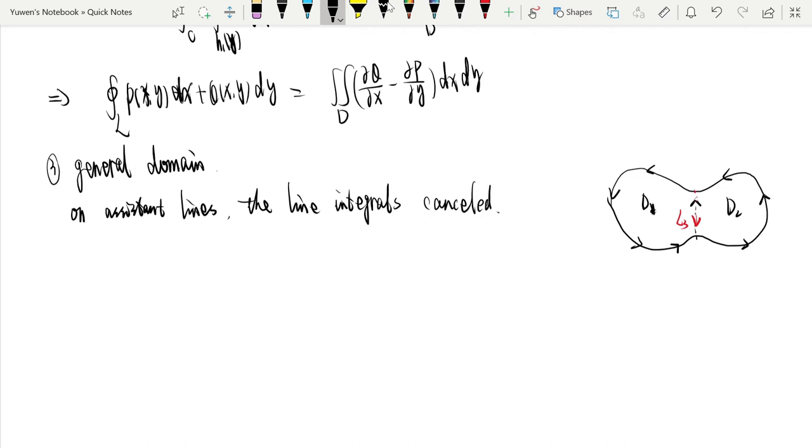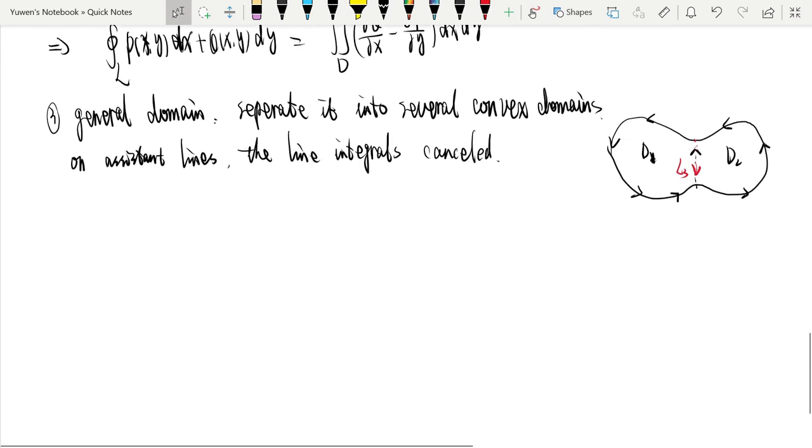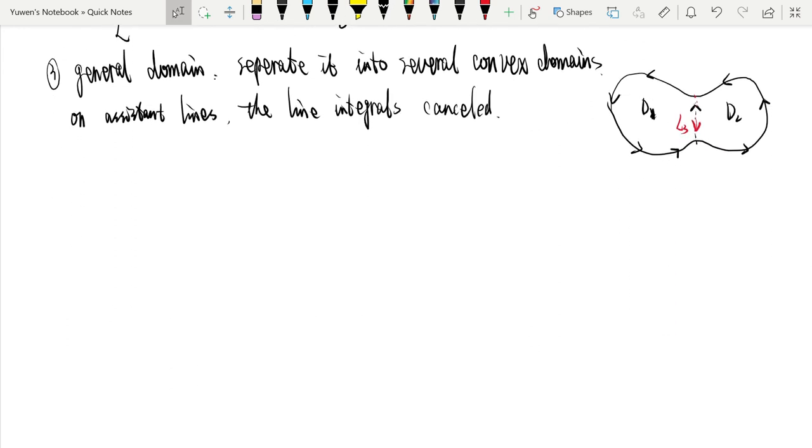For a general domain, we separate it into several convex domains. That's the line integral. Use the Green theorem. Okay, now we use Green theorem to evaluate line integrals.